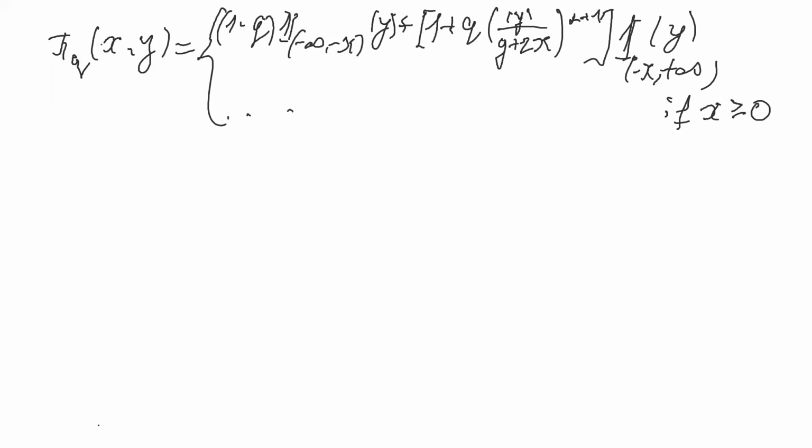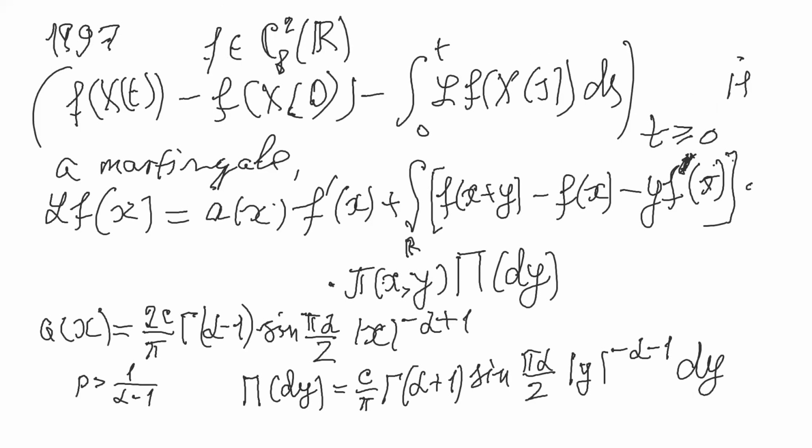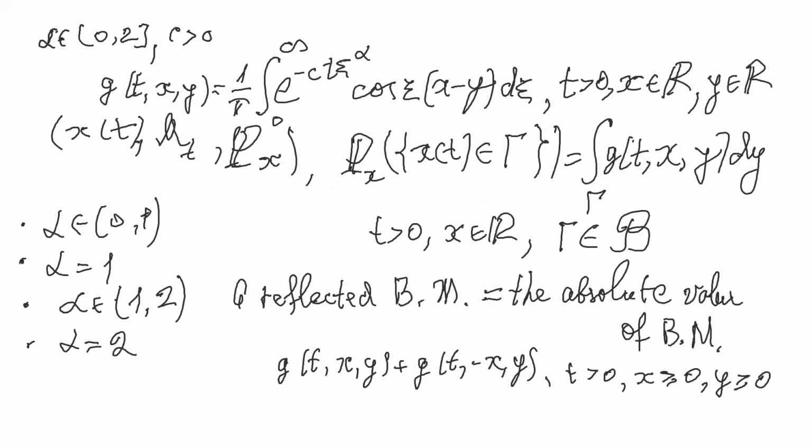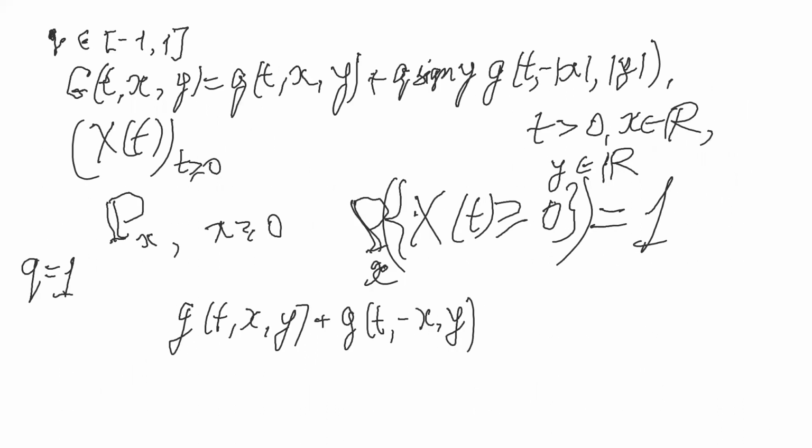So this is the characterization of the process X capital of t, which is defined by the transition probability density G capital. G capital is defined by this formula for any Q from this interval, where G is defined by the integral.